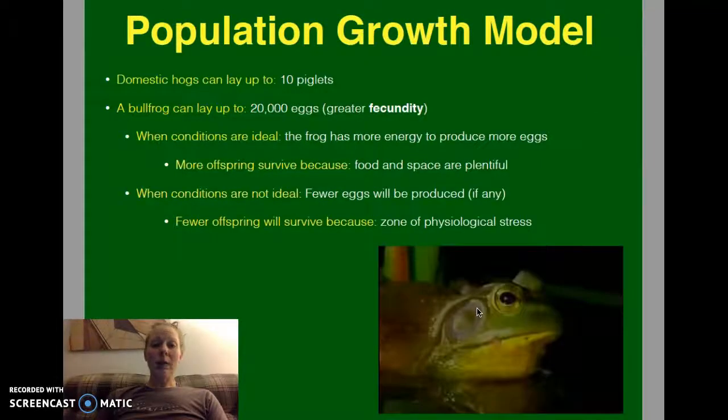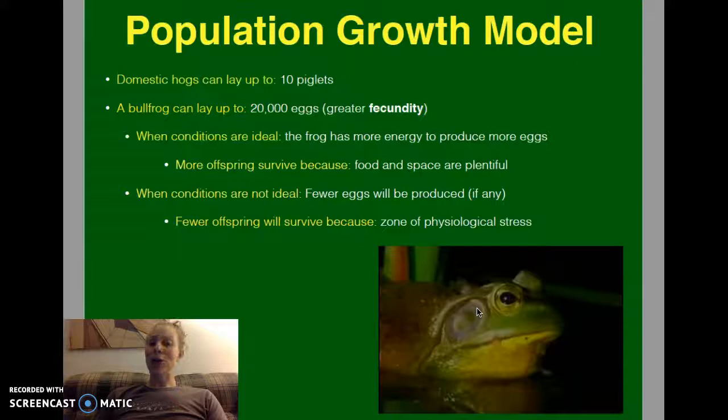There are different factors that allow a population to grow quickly or not quickly. One of these factors is fecundity, which is how many offspring a female can produce. Domestic hogs can have 10 piglets at a time, but a bullfrog can lay 20,000 eggs, so they have greater fecundity, and therefore their populations are going to grow much more quickly. When conditions are ideal, the frogs are able to produce more offspring, and more offspring survive because there's more food and space is plentiful.